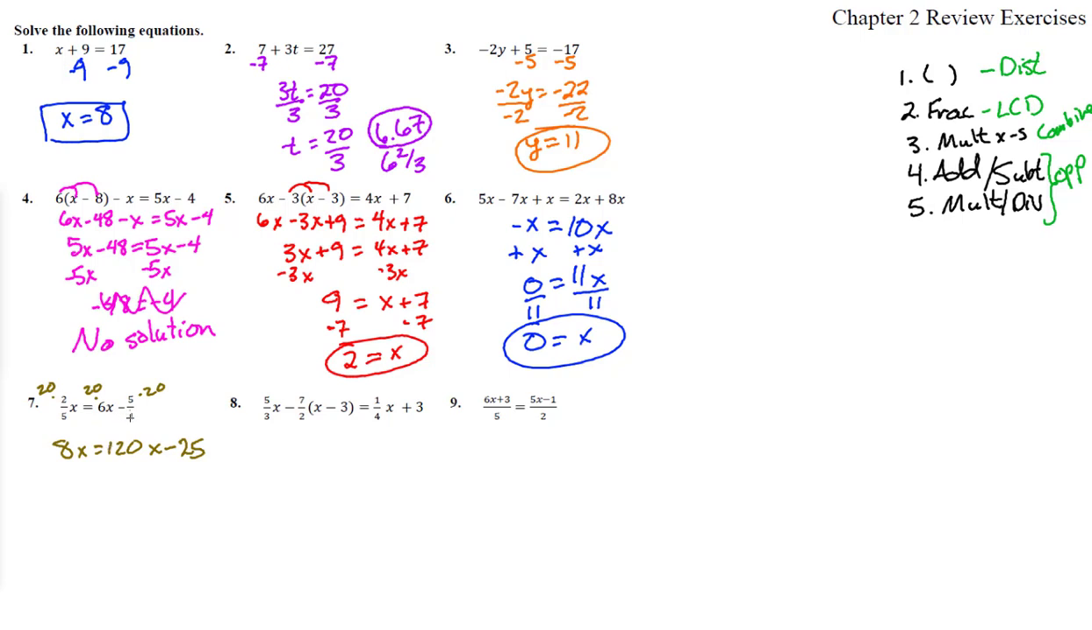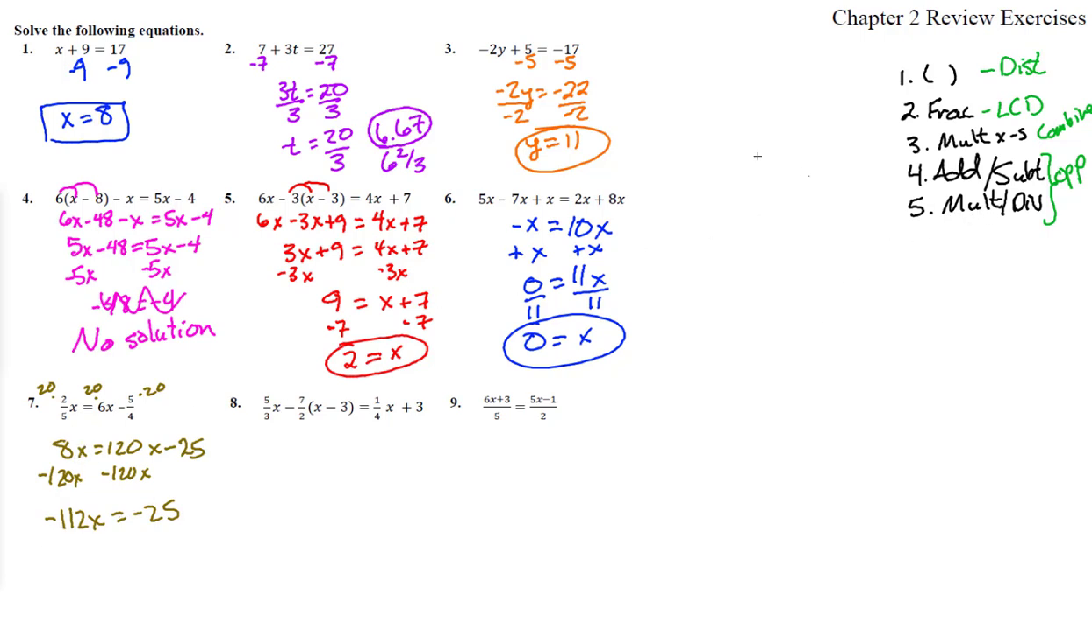All right, we got to get the x's onto the same side. Subtract 120x from both sides. Now again, you can do it by pulling the 8x over if you so chose. Let me see, negative 112x equals negative 25, and we're down to the last one.